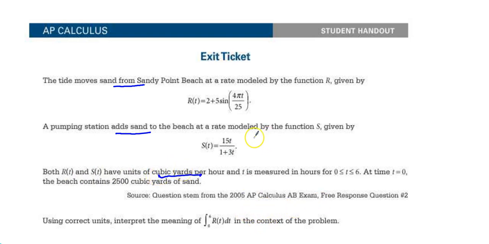Again, this is only part of the question, so you are only answering here. Using the correct unit, interpret the meaning of the integral from 0 to 6 of R of t dt. What does this mean in the context of the problem? Please pause the video here and then write your answer. And I'm going to bring my answer. You can check your work.